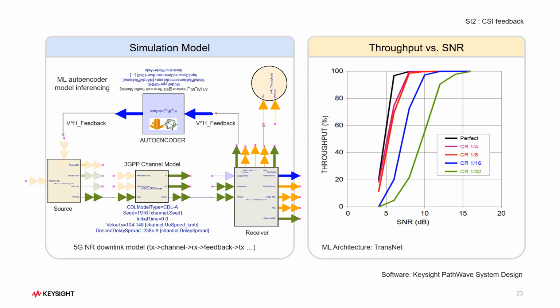Once this matrix is provided as feedback, it's used to multiply the data symbols before transmission. In these simulations, using the TransNet-based machine learning architecture, we observe that the cases with compression ratios of 1/4 and 1/8 perform similarly when compared to the scenario with perfect CSI feedback.